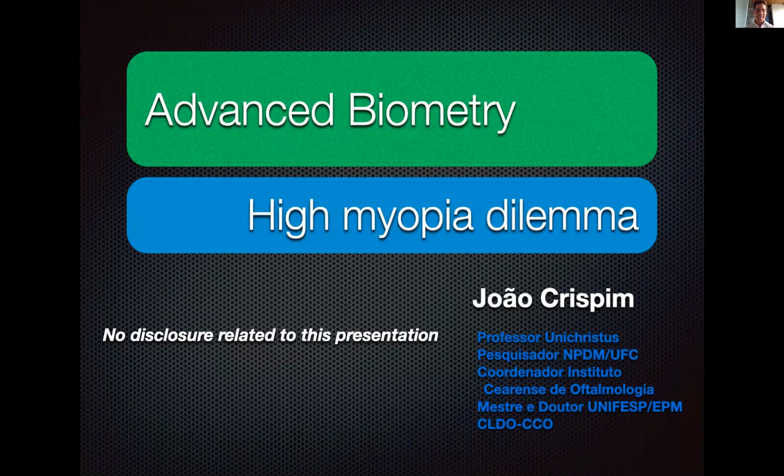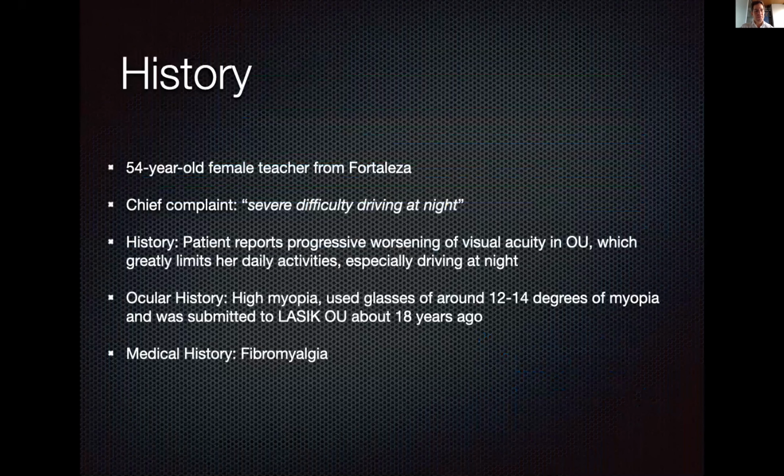So today I have this case of high myopia dilemma to present, and I don't have any disclosure to present. This was a 54-year-old female teacher from Fortaleza, and she came to me with severe difficulty driving at night. The patient reports progressive worsening of visual acuity in both eyes, which greatly limits her daily activities, especially driving at night. She has a past ocular history of high myopia.